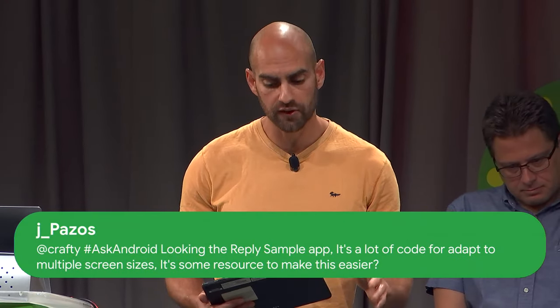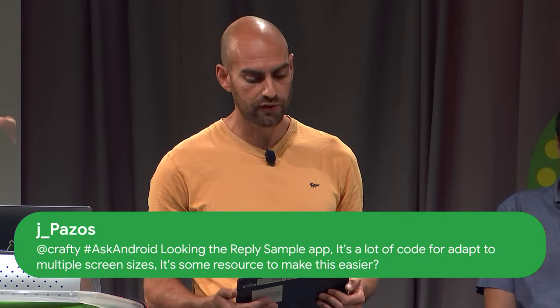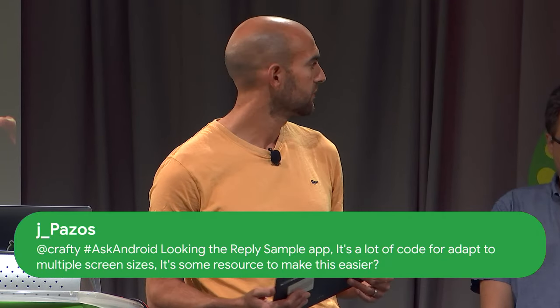Next question coming in from Jay Pazos, saying at the Reply samples, this is one of our sample apps, there's a lot of code to adapt it for multiple screen sizes. Is there some resources to make this easier? Maybe can I start taking this one as well? Because Reply is a Compose app, but maybe afterwards you can add if there's anything. So we want to make sure that you're able to build for large screens as easy as possible.